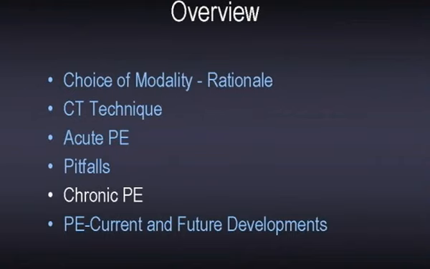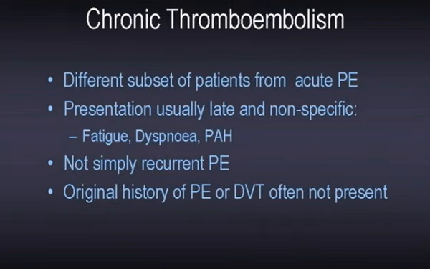Okay, in the last few minutes, we're going to talk about chronic pulmonary thromboembolism and current developments. Now, chronic PE is an entirely different subset of patients from those patients presenting with acute pulmonary embolism. And these patients usually present with the symptoms of pulmonary arterial hypertension, that is to say, fatigue and dyspnea. And usually, but not always in these patients, they do not recall the initial event of thromboembolic disease, be that a PE or a DVT.